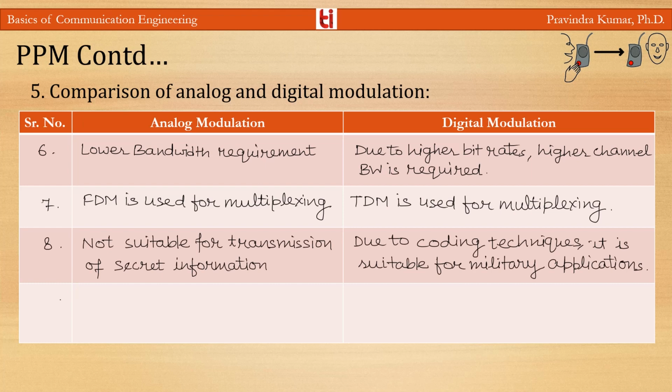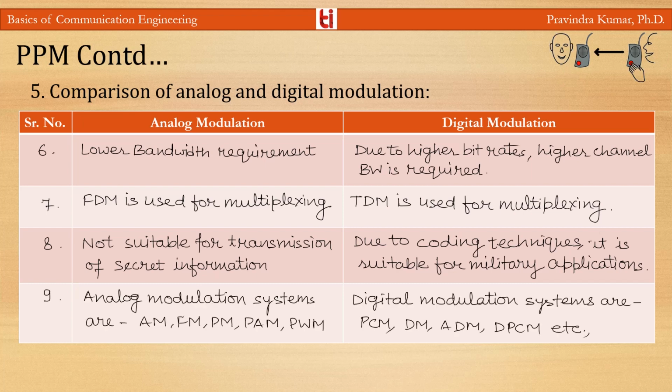In analog modulation, FDM is used for multiplexing, and in digital modulation, TDM is used for multiplexing. Note that analog modulation is not suitable for transmission of secret information in military applications, while digital modulation, due to coding techniques, is suitable for military applications. Analog modulation systems are AM, FM, PM, PAM, PWM. Digital modulation systems are PCM (pulse code modulation), delta modulation, adaptive delta modulation, and DPCM.